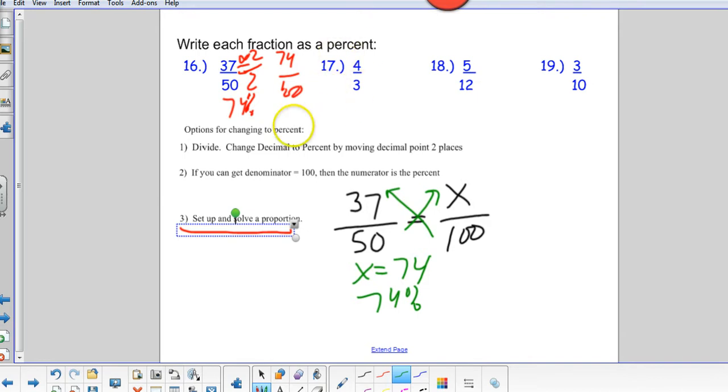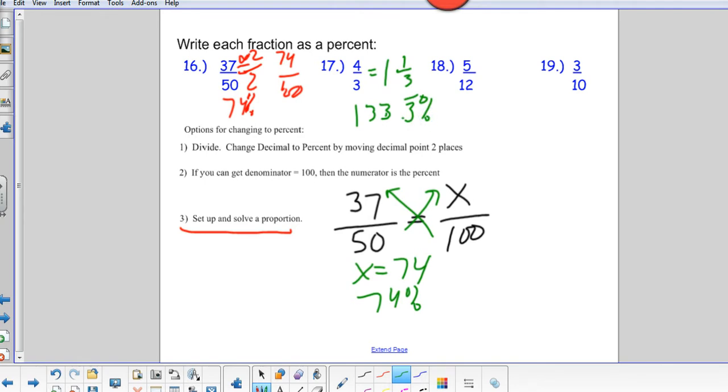For this one, I'm not going to be able to get the denominator equal to 100 because 3 doesn't go into 100. But if we think it's 1 and 1/3, we know 1/3 is 33 1/3%. So it's 133.3 repeating percent. You can say 133 1/3%.